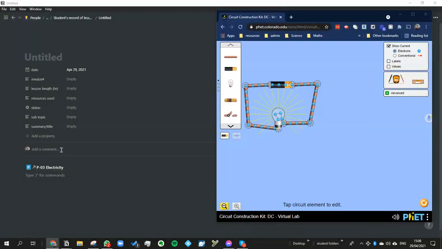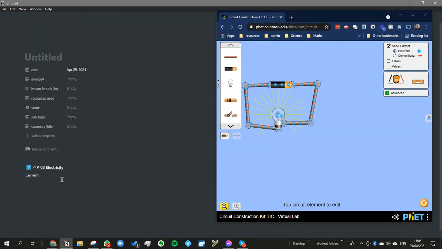Yeah, good. Okay, so first of all, we've got current, and current is the rate of flow of charge. That's the sort of textbook definition. So that's what they would say. Current is the rate of flow of charge. Now, what does that actually mean? It basically means how much charge flows by a point per second.